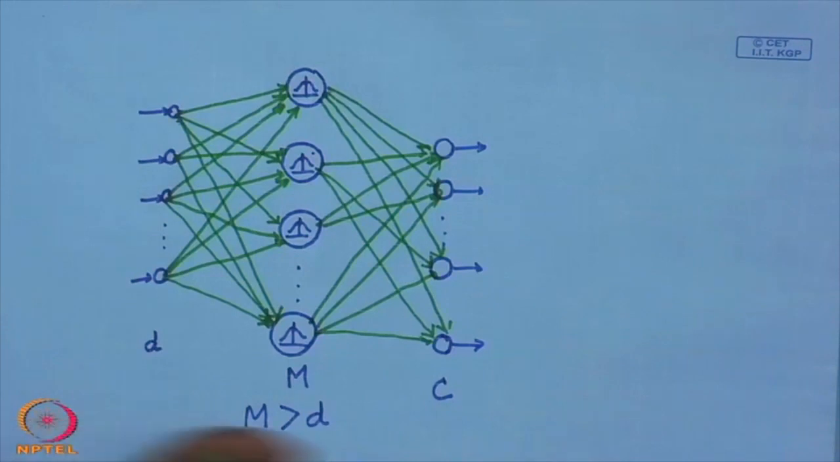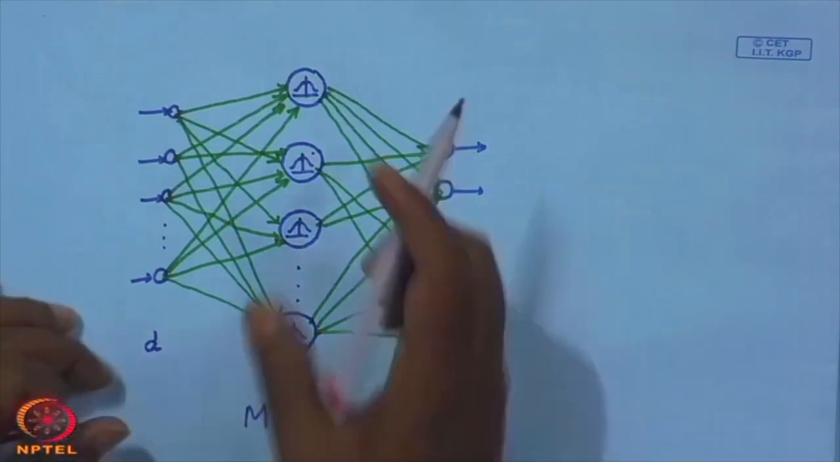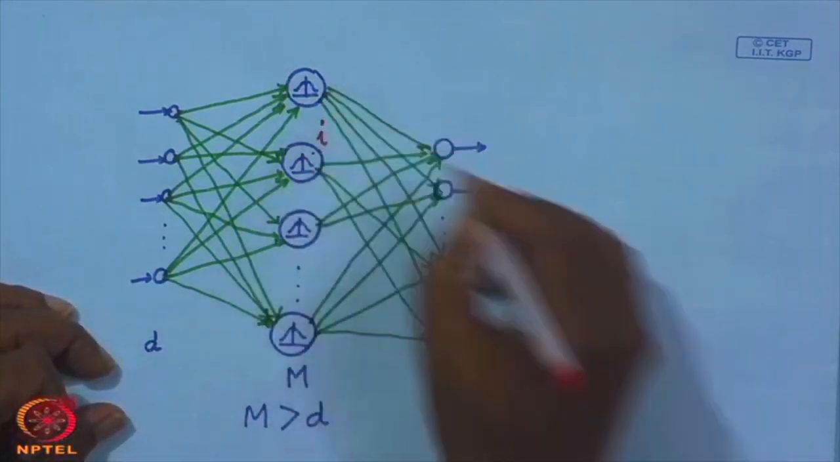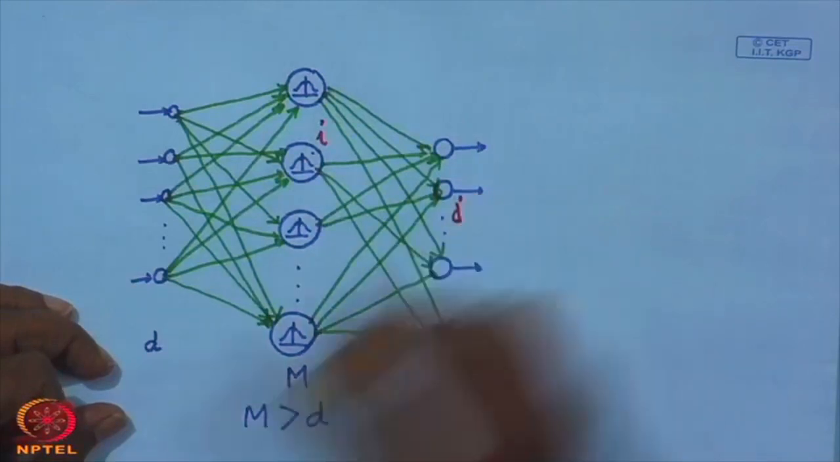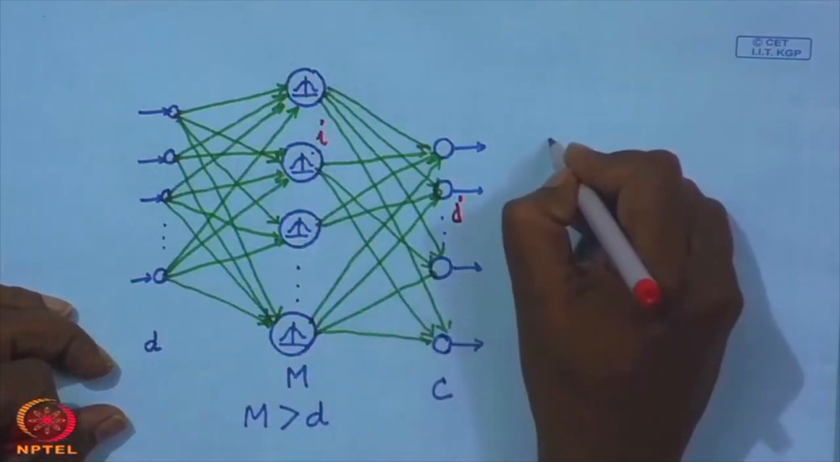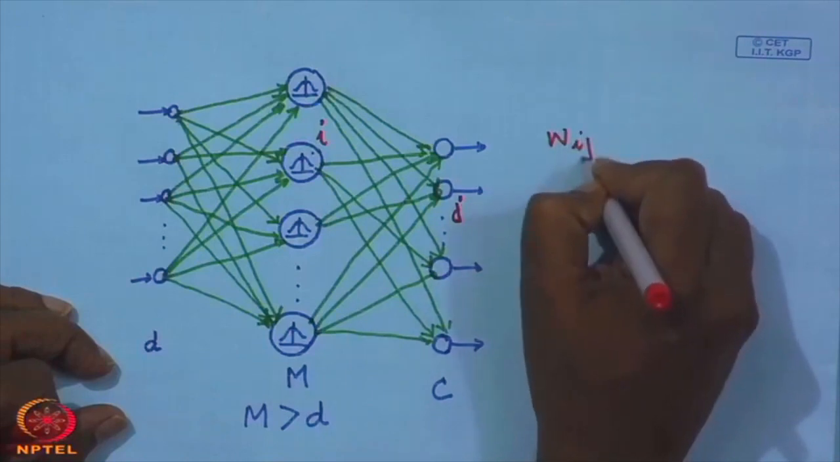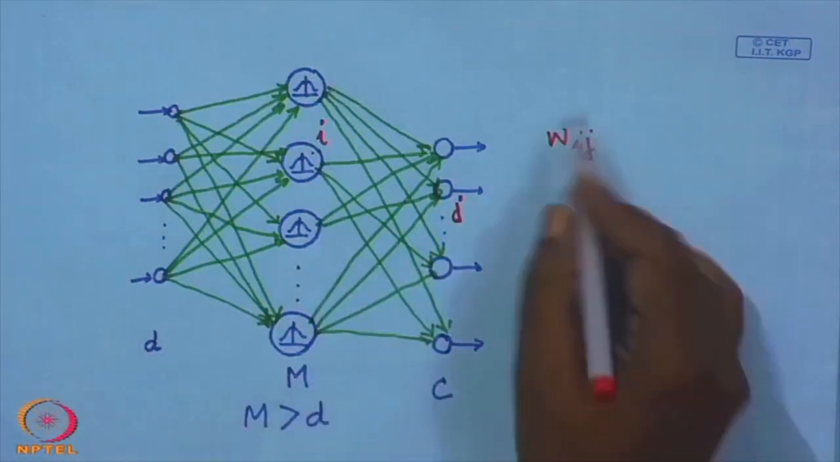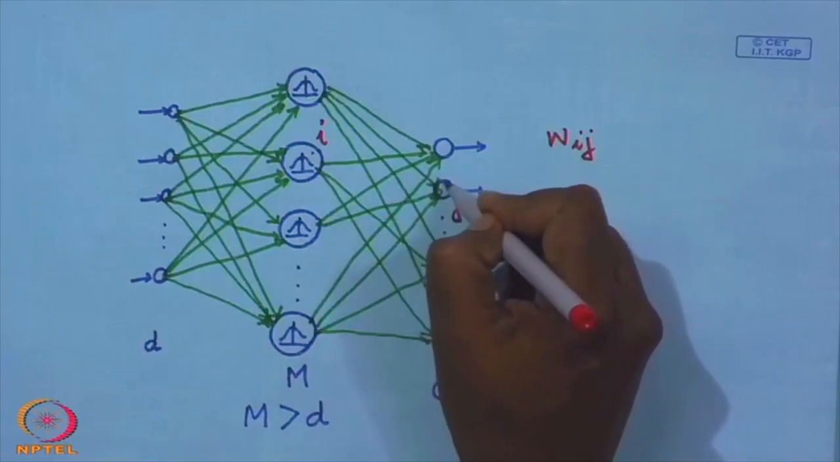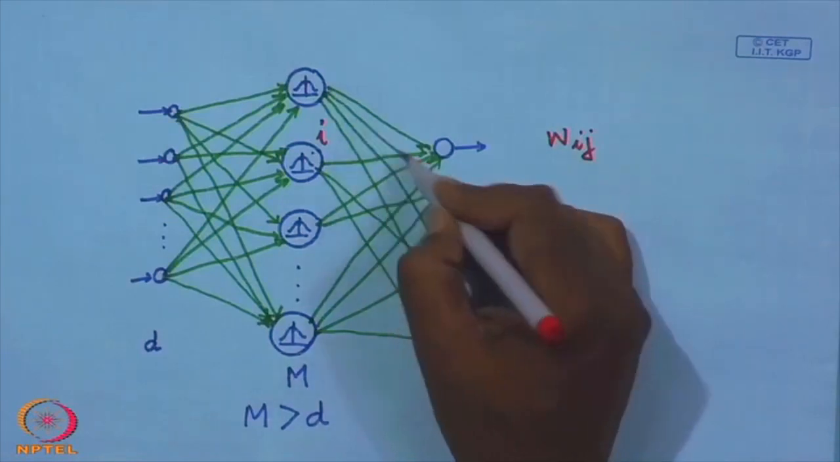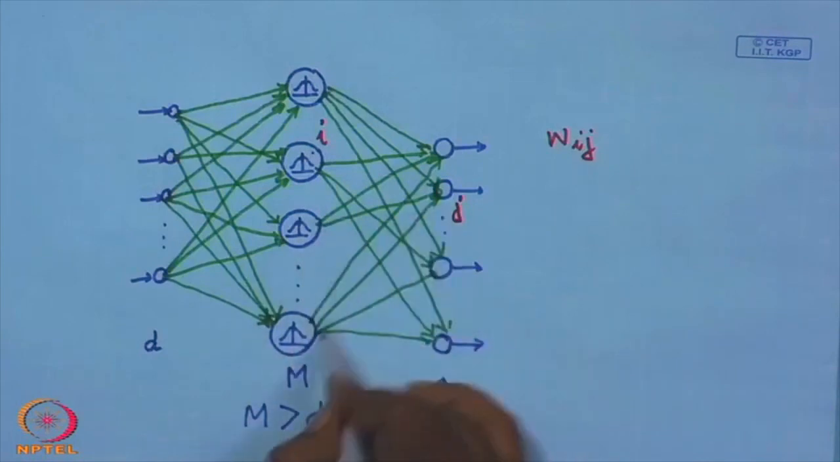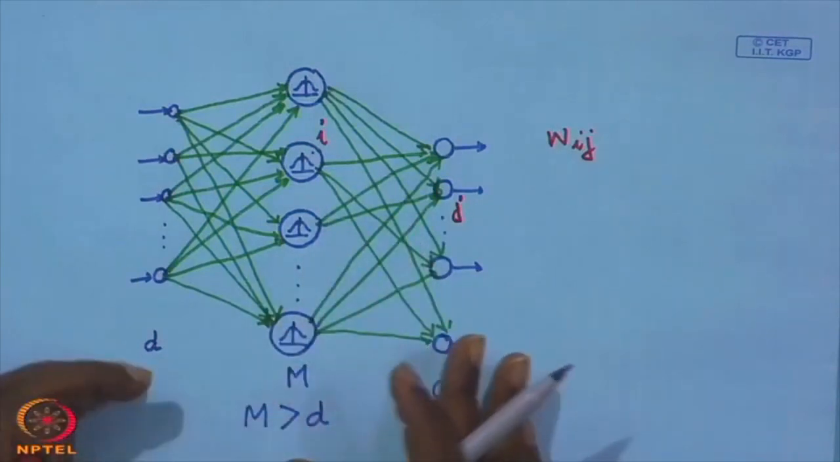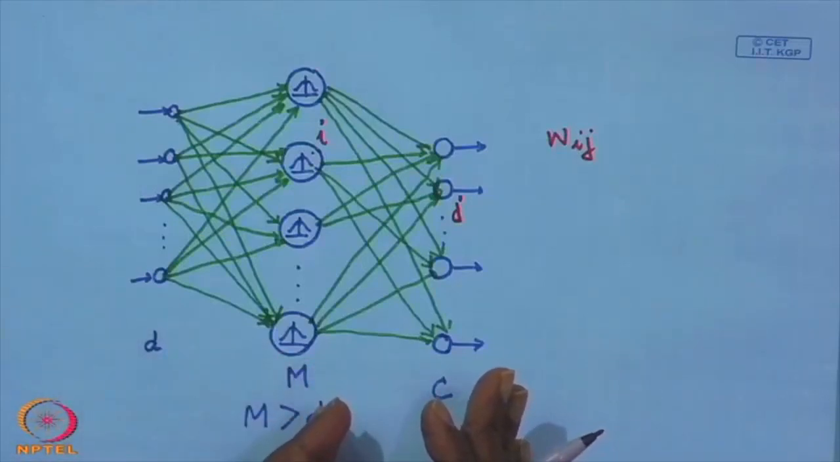Here every ith node in the hidden layer is connected to the jth node in the output layer through a connection weight equal to W_ij. Because of this, every node in the output layer computes a linear combination of the outputs of the hidden layer, and based on the value of this linear combination, the output layer nodes decide to which class the input vector should be classified.